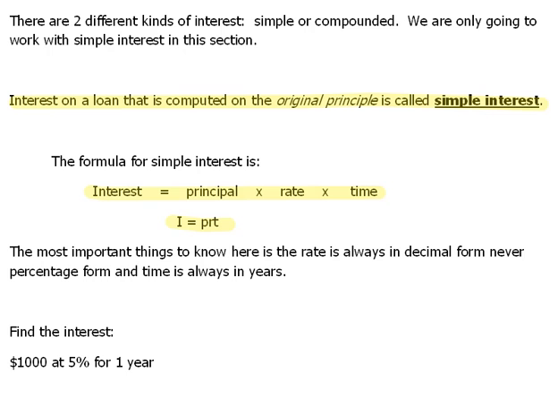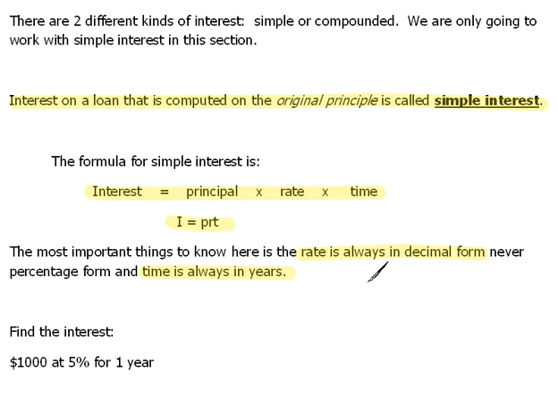Now, there are two things that you absolutely have to know here, is that the interest rate is always in decimal form. So for instance, if we have a 5% interest rate, then we're going to use 0.05. We have to change it over. And time is always in years, no matter what. So if they've given it to you in years, that's fine.